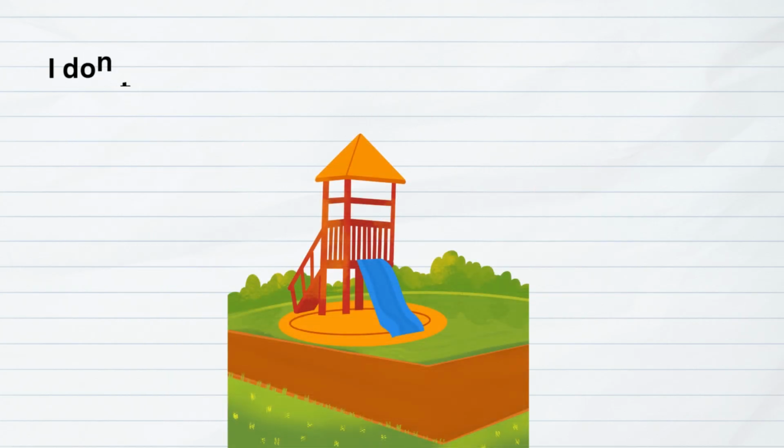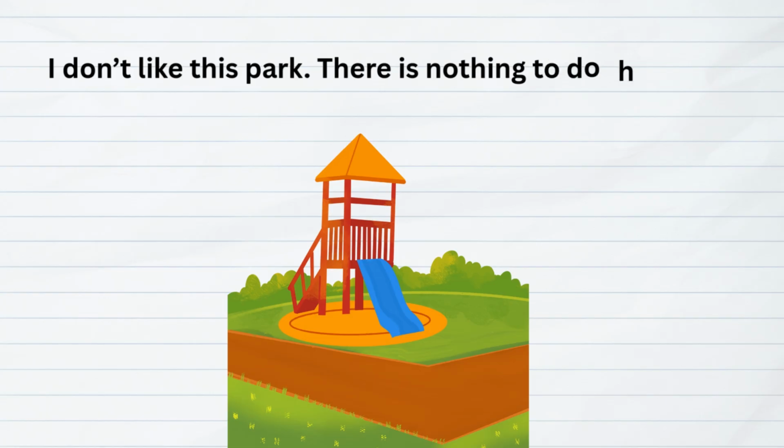Now let us compare there and it in this example sentence. 1. I don't like this park. There is nothing to do there. It's a boring place. When we talked about the park for the first time, we used there. But the second time, we used it.